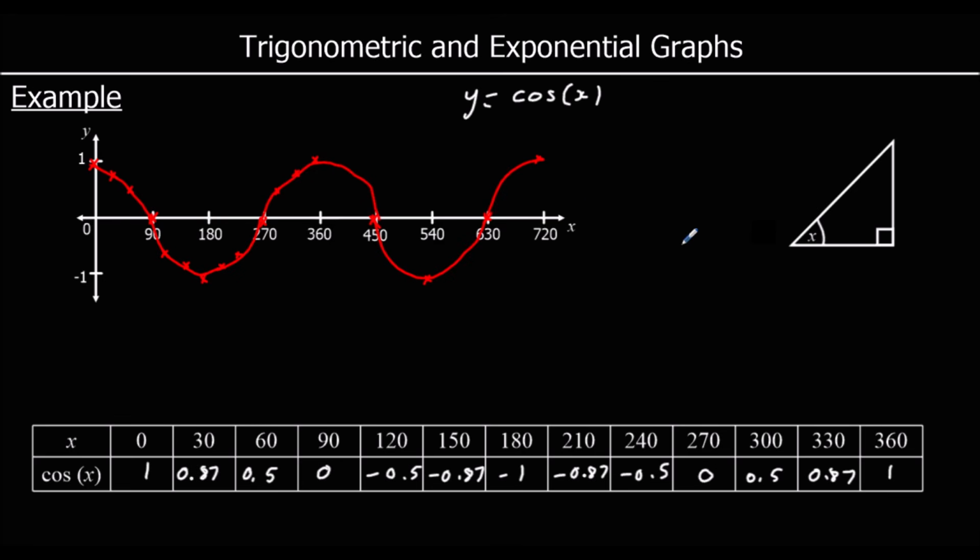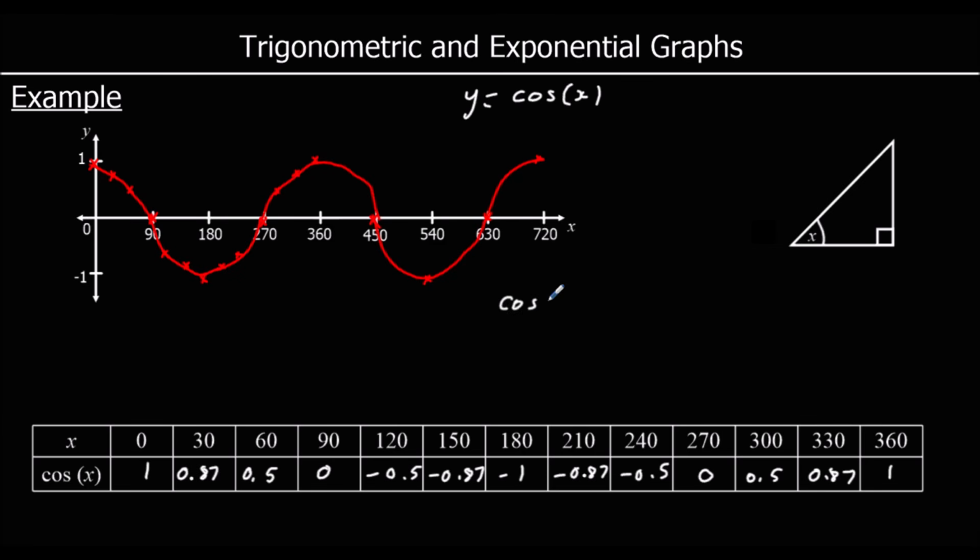So our graph of y equals cos x looks something like this. And again, it goes between 1 and -1. It's symmetrical this time about 180 degrees. So this time, 30 degrees is the same as 330 degrees. So the line of symmetry is at 180 this time. And again, I'm going to try and explain this.